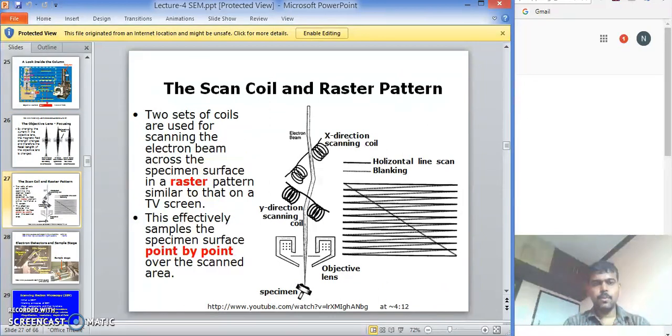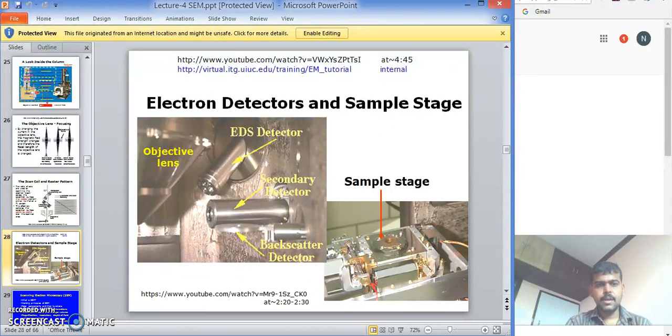In the sequence of components after the objective lens, there are scan coils and a raster pattern. Two sets of coils are used for scanning the electron beam across the specimen surface in a raster pattern similar to that of a TV screen. This effectively samples the specimen surface point by point over the scanned area. Here you can see the physical appearance of the electron detectors and a sample stage.